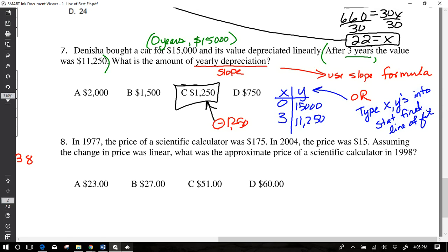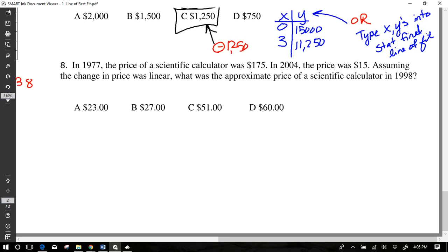What I would like for you to do is to practice that same method with number 8. But there is a key thing to remember here, and this is the thing that the majority of my students forget. We're going to create a table from the 2 ordered pairs that they give us. In 1977, a graphing or scientific calculator cost $175. In 2004, so they're giving me enough information for a table, the price was $15.